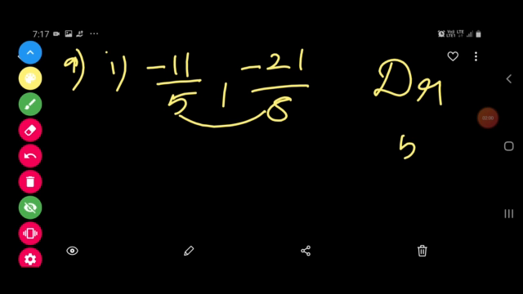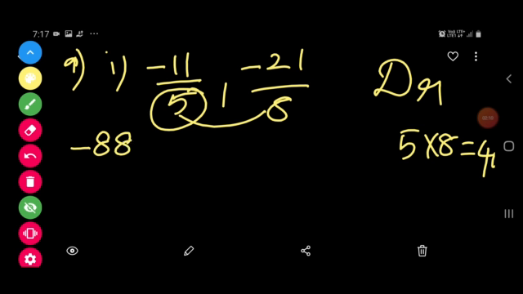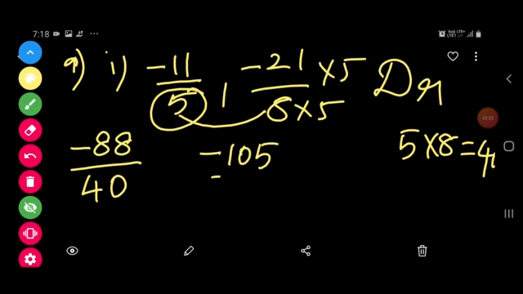5 eights are 40. 40 is our LCM value. So, in order to change it to 40, we have to multiply by 8. The answer will become minus 88/40. If I multiply with the 8, I will get minus 88/40. Next, here the number is minus 21/8. In order to get 40, I have to multiply with 5. If I multiply here, minus 105 divided by 40.